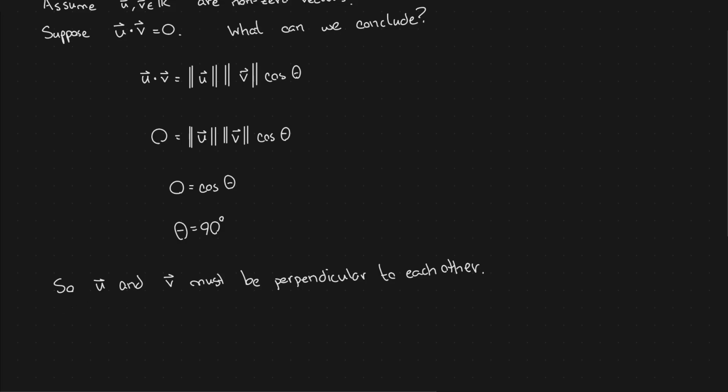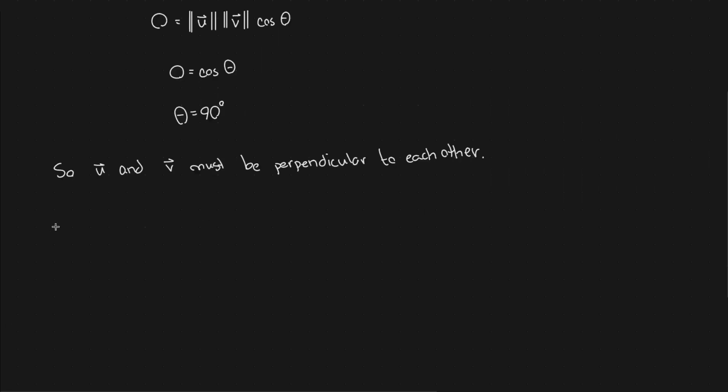Okay? And if u and v are perpendicular to each other, then this must be true. The dot product of the two vectors must be 0. So this gives us a really easy test to determine if two vectors are perpendicular to each other. If the dot product between them is 0, then they are perpendicular. Okay?